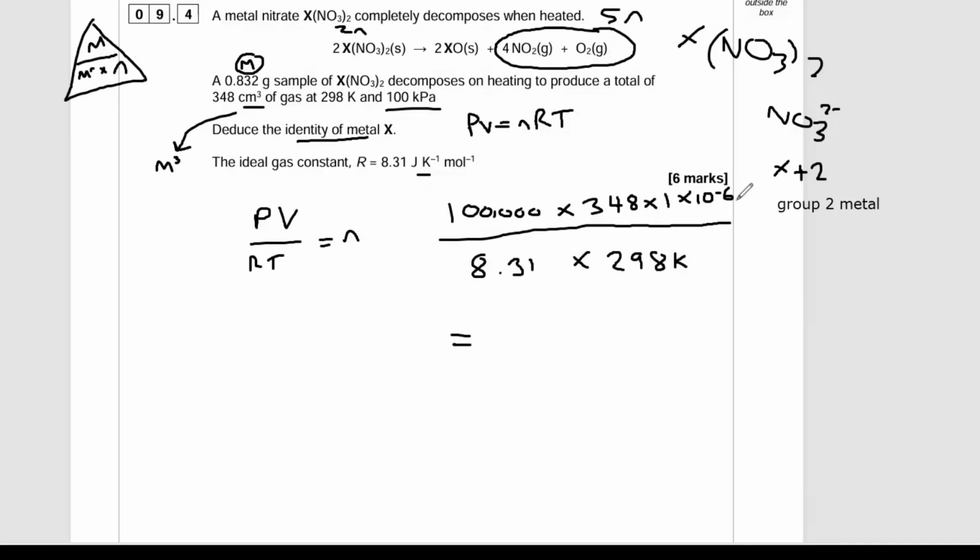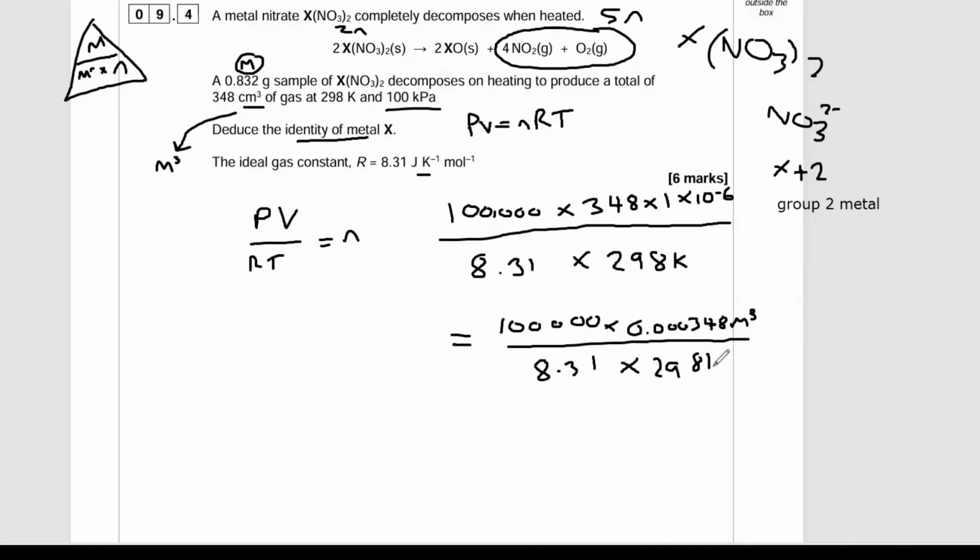So what you might want to do is go 348 times 1 times 10 to the minus 6, and that will get you your meters cubed. You can smash this all in the calculator and get the answer. You're not getting any bonus marks for doing it this painstaking way, but that's just me being a pain. So that gives us the volume in meters cubed. We're now going to times that by 100,000 pascals, and that's going to get rid of quite a few of my zeros. So if I times these two together, and then I've got 8.31 times 298K.